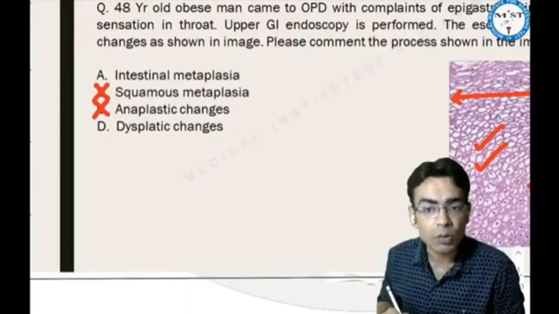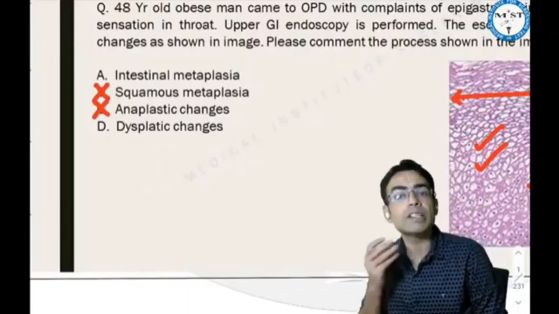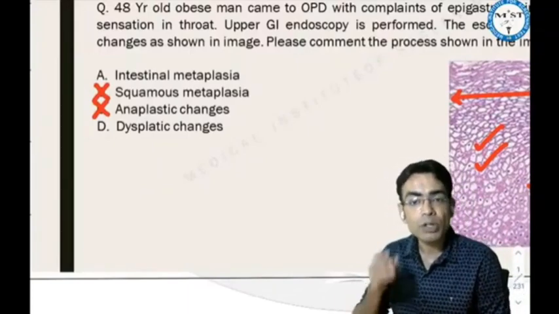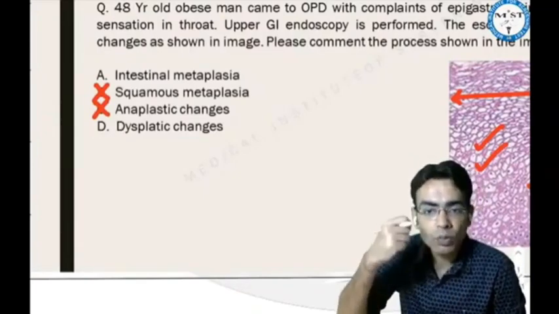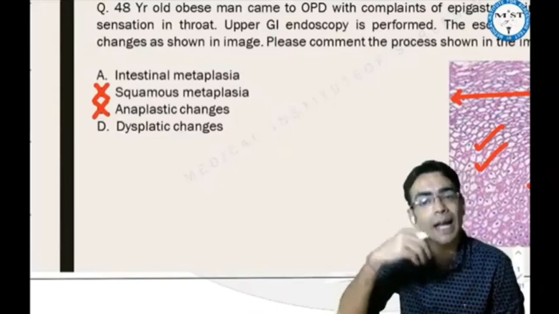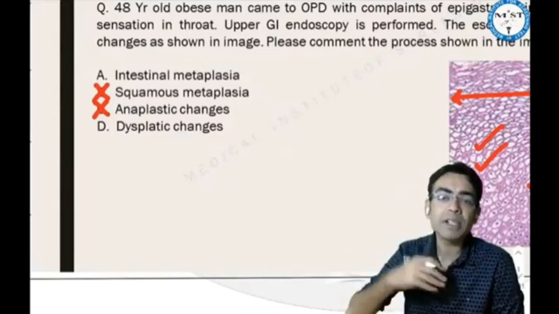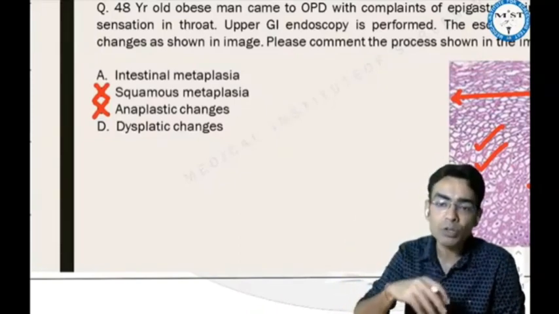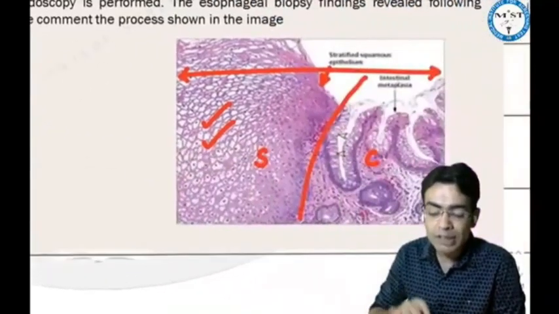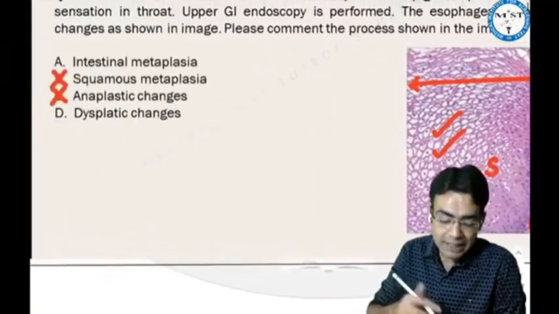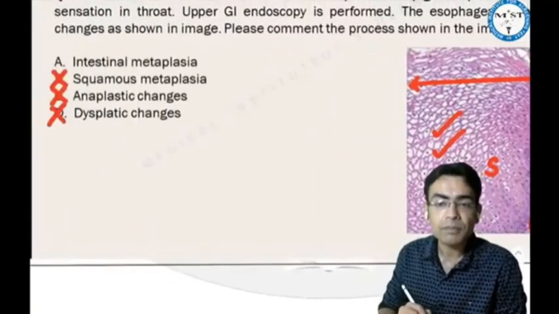Dysplasia is a disordered growth. This is not even a dysplastic change, because in dysplasia, again, the NC ratio is going to be different from the normal ratios, and there would be pleomorphism. Not as much as in anaplasia, but in dysplasia also there is pleomorphism and a high NC ratio. So all those things are not seen in this image. So again, this is not it.